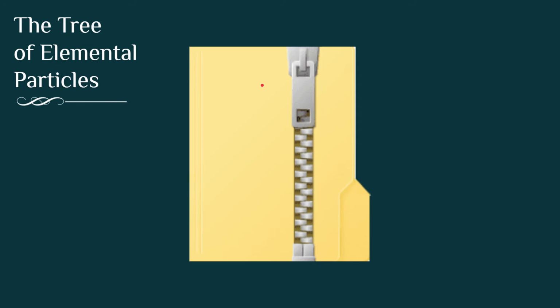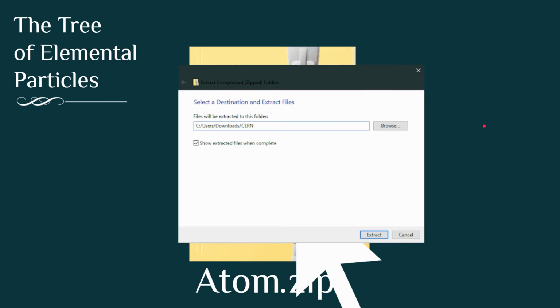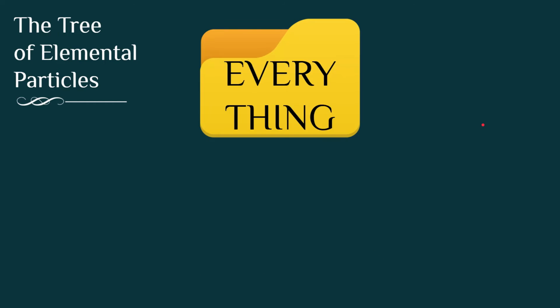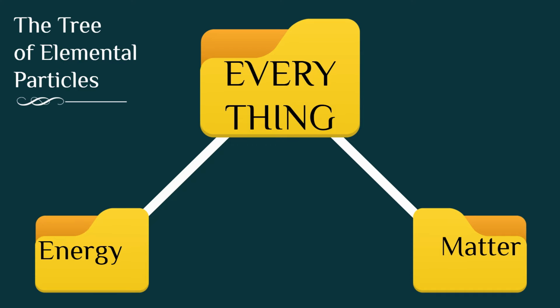So let's just start with this simple .zip folder, atom.zip, and let's extract that. Windows always makes me extract it using this stupid place called CERN. Ugh. Okay, now that we have our everything folder, we're going to open it, and as you can see, we have two folders inside of it, energy and matter. Let's start off by going down the energy trail.